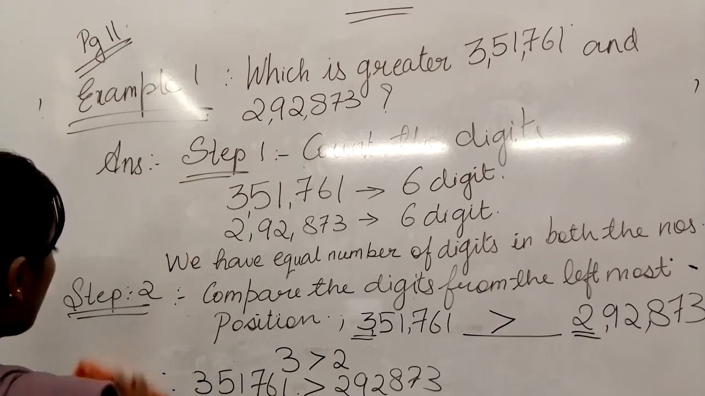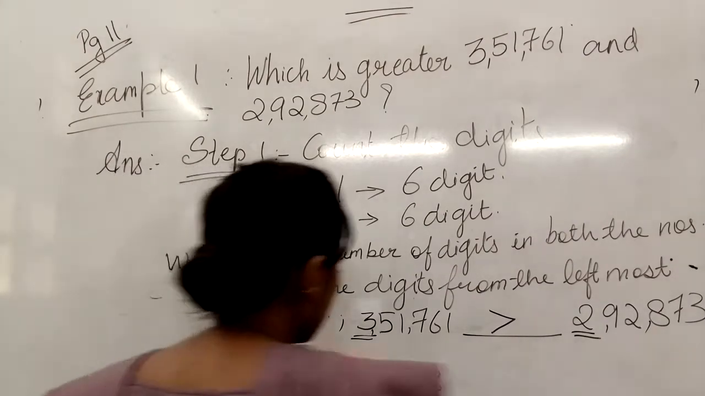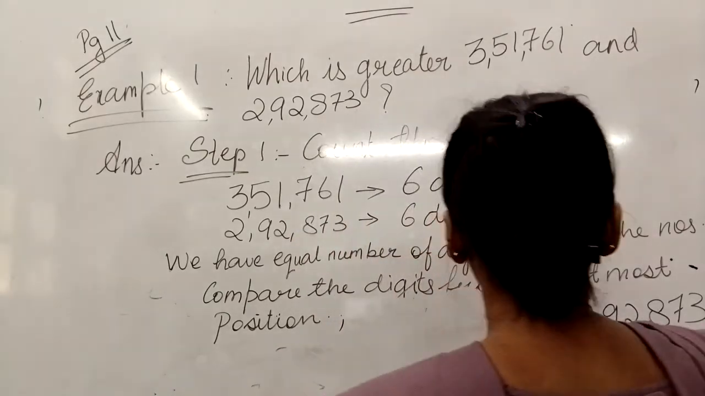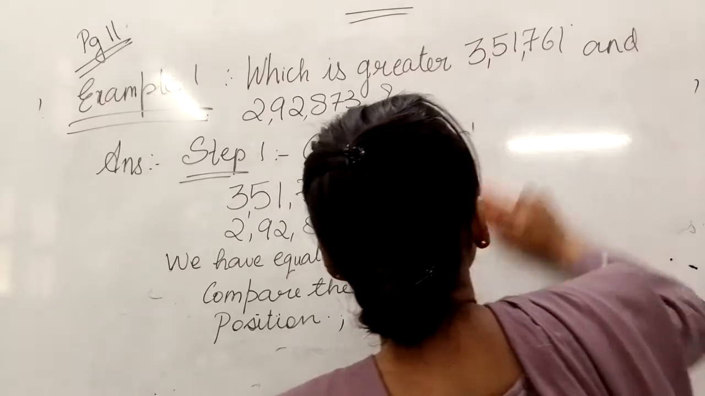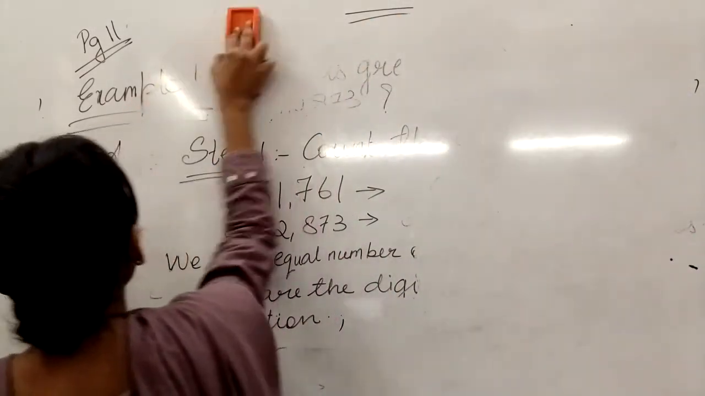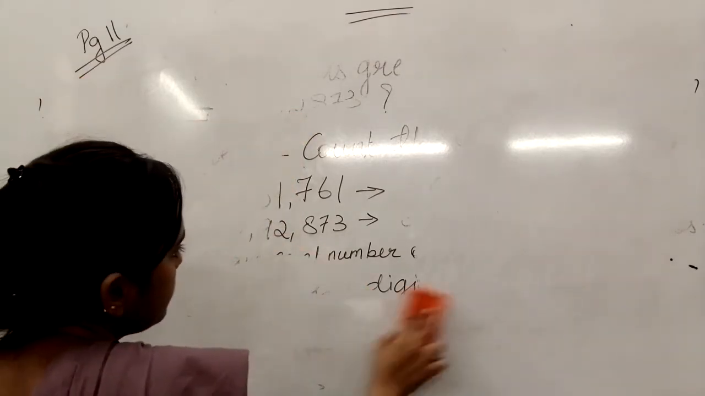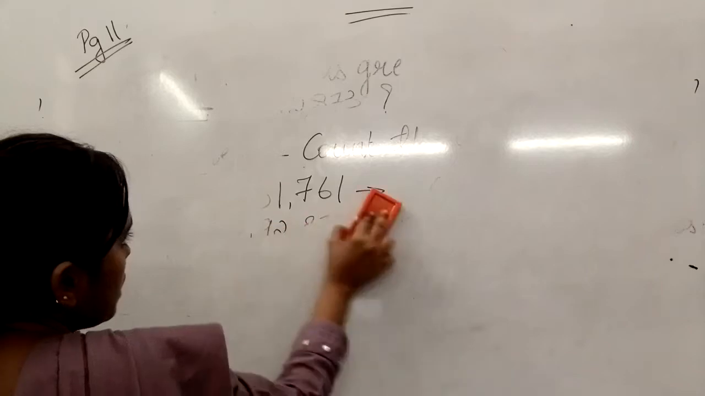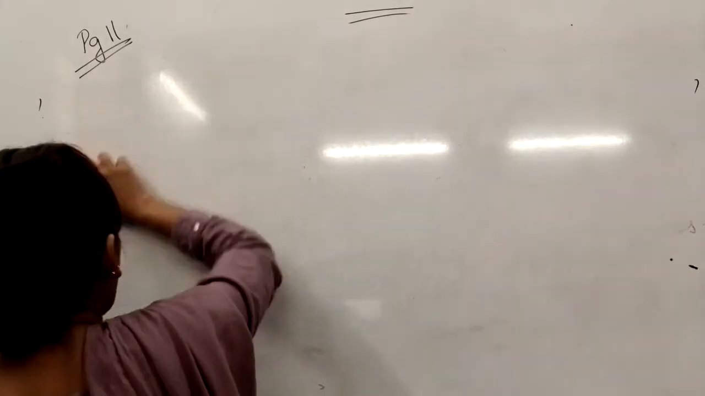Okay, so I'm going to erase this. I hope you've written this. Again, the page number 2, the example number 2. Everything that has been written on the board you will write in your notebook until I tell you not to write.